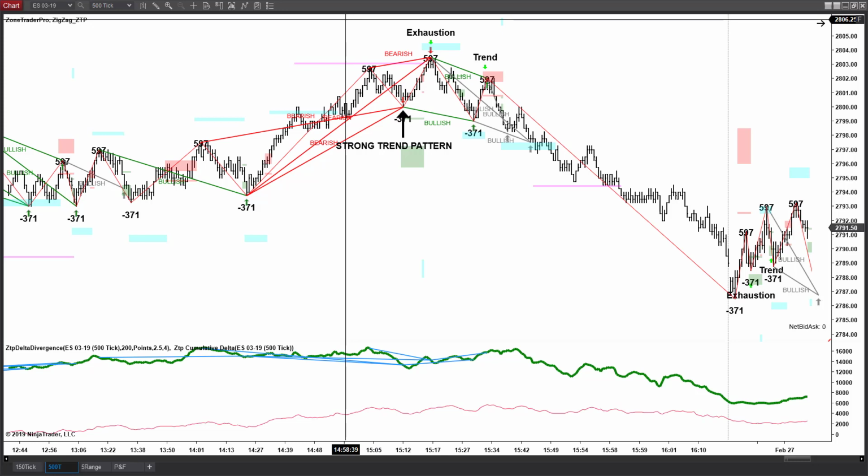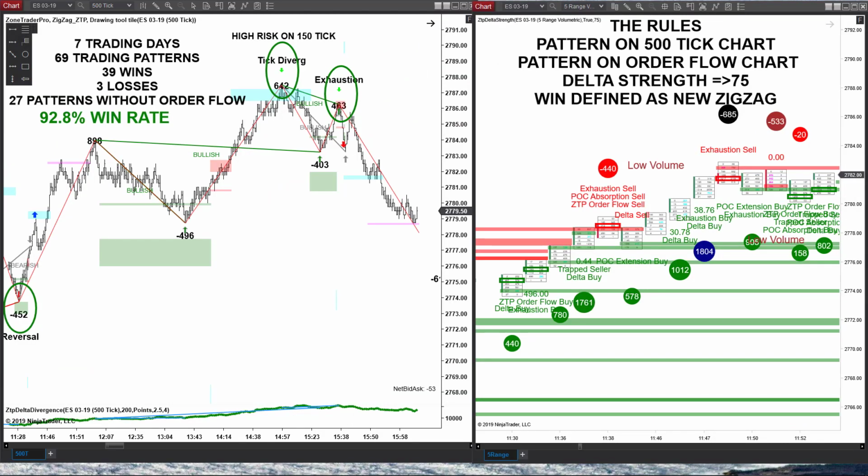Okay, what we're going to do now is we're going to go over 7 trading days and look at 69 trading patterns. And we're going to go kind of fast, because if you want to stop and look at a particular trade, you can pause the video and look at it more in depth. And basically what we're looking at is 69 tradable patterns.